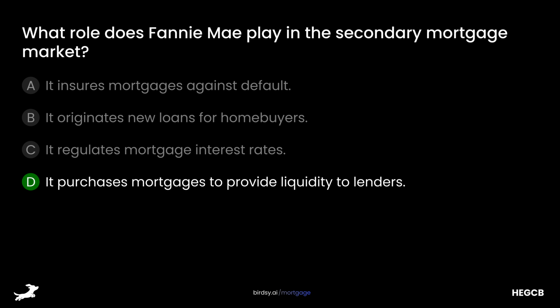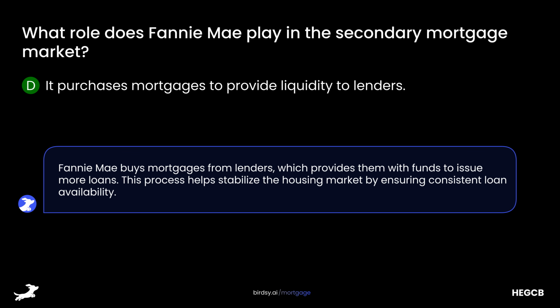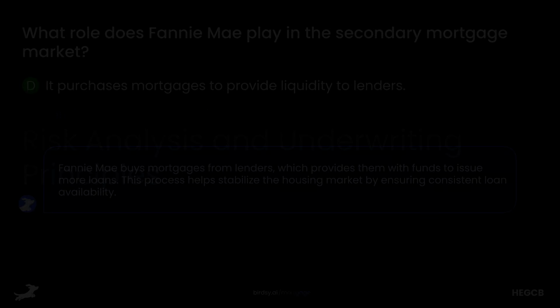The answer is D, it purchases mortgages to provide liquidity to lenders. Fannie Mae buys mortgages from lenders, which provides them with funds to issue more loans. This process helps stabilize the housing market by ensuring consistent loan availability.